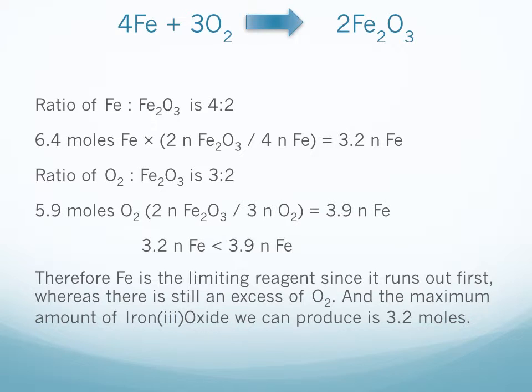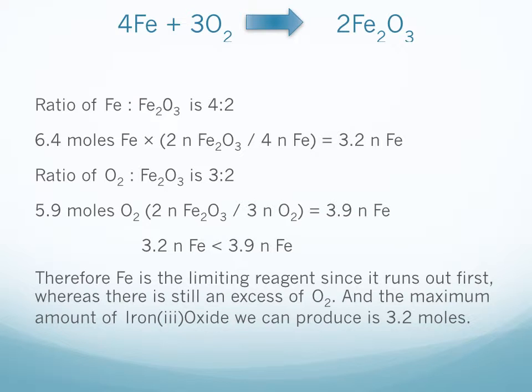When we compare the amounts of iron oxide that each of the reactants can create once it reacts fully, we see that the iron produces less iron oxide since it runs out much faster than the oxide, and thus we conclude that the iron is the limiting reagent and the oxide is the excess reagent.